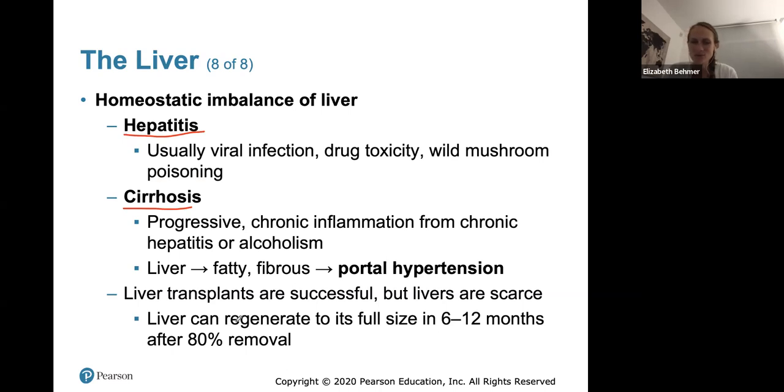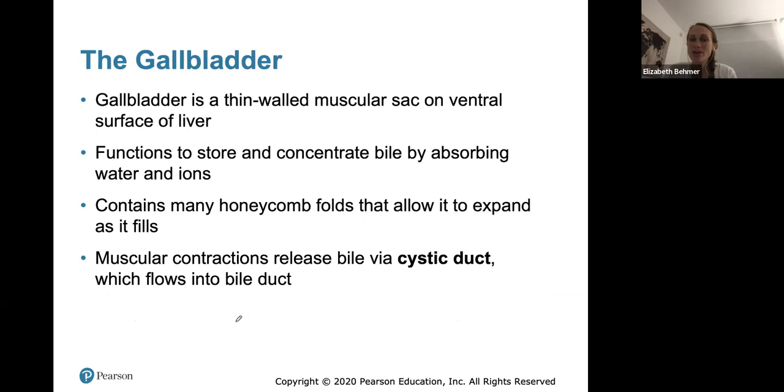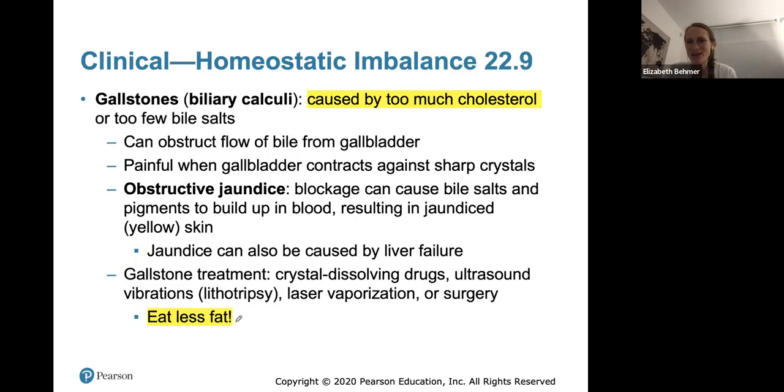After 80% removal. The gallbladder then is a thin-walled muscular sac, and all it does is store and concentrate bile by absorbing some of the water and ions out of bile. If you've heard of someone with gallstones, that is caused by too much cholesterol or too few bile salts, and this can obstruct the flow of bile from the gallbladder, and that can cause incredible pain.